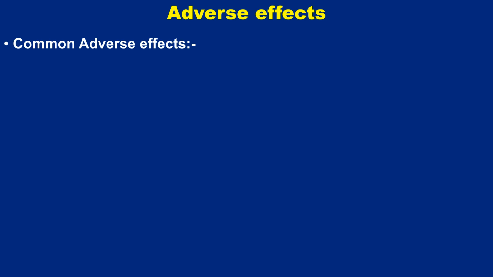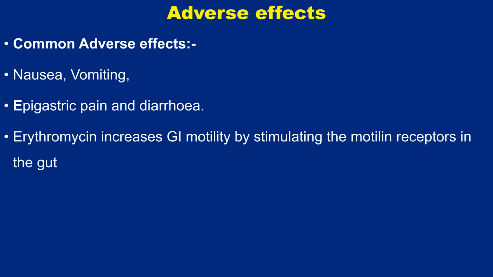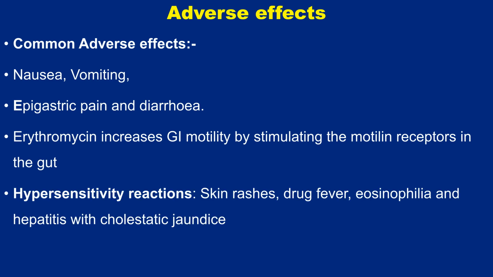Coming to adverse effects, common adverse effects include nausea, vomiting, epigastric pain, and diarrhea. Erythromycin increases GI motility by stimulating the motilin receptor in the gut. Hypersensitivity reactions are common adverse effects of macrolides: skin rashes, drug fever, eosinophilia, and hepatitis. Hepatotoxicity in pregnant women is also an adverse effect of macrolides.